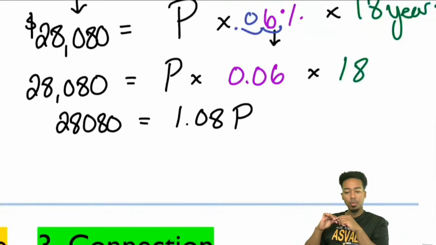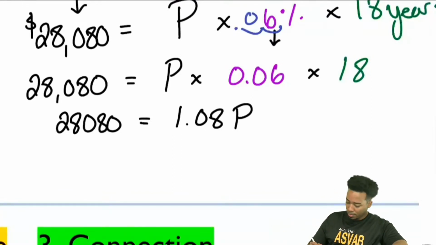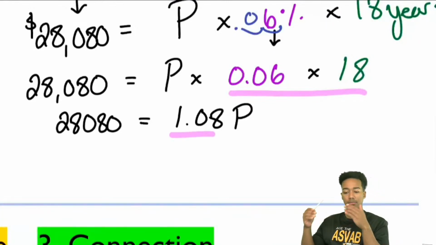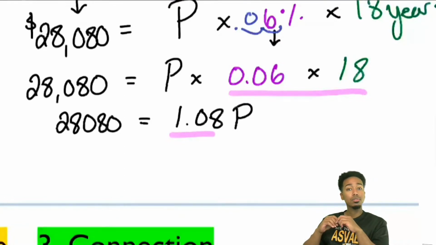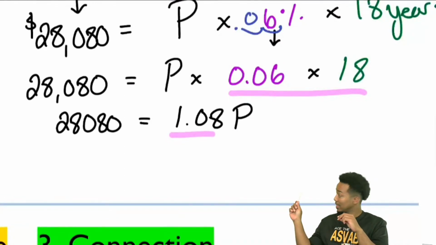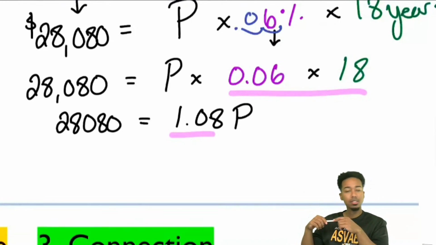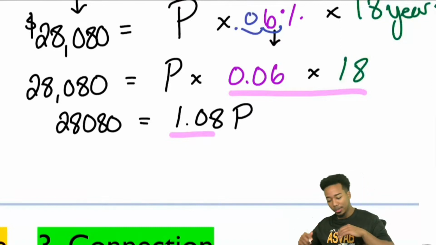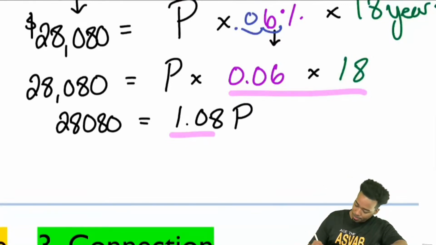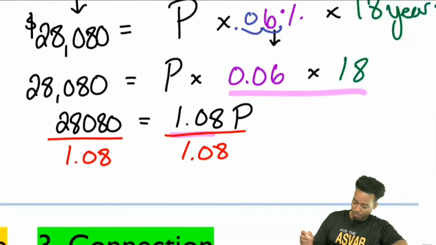I'll let you guys take it in for a moment. Again, all we did was combine the 0.06 times 18, and we made that 1.08. So the last thing we're going to do here, take the 1.08, we're going to divide that on both sides. Once we divide it on both sides, boom, we get that P by itself, that principal amount, the beginning amount. We'll get that by itself and we'll be good. So with that, let's divide it. Divide by 1.08, divide by 1.08.